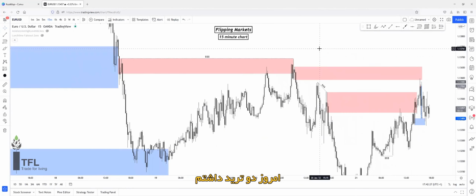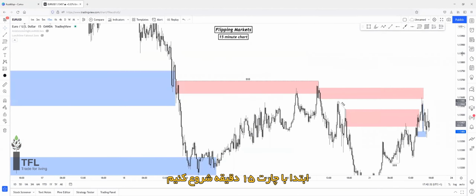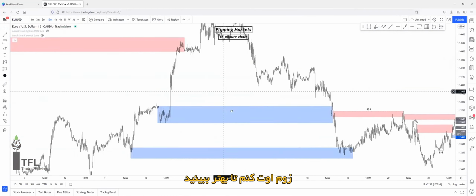Actually, I took two trades today, so let's just break down those two trades. First of all, let's begin on the 15-minute chart and let's map out our structure and POIs. Actually, as you can see, let me just zoom out and you will see it better.